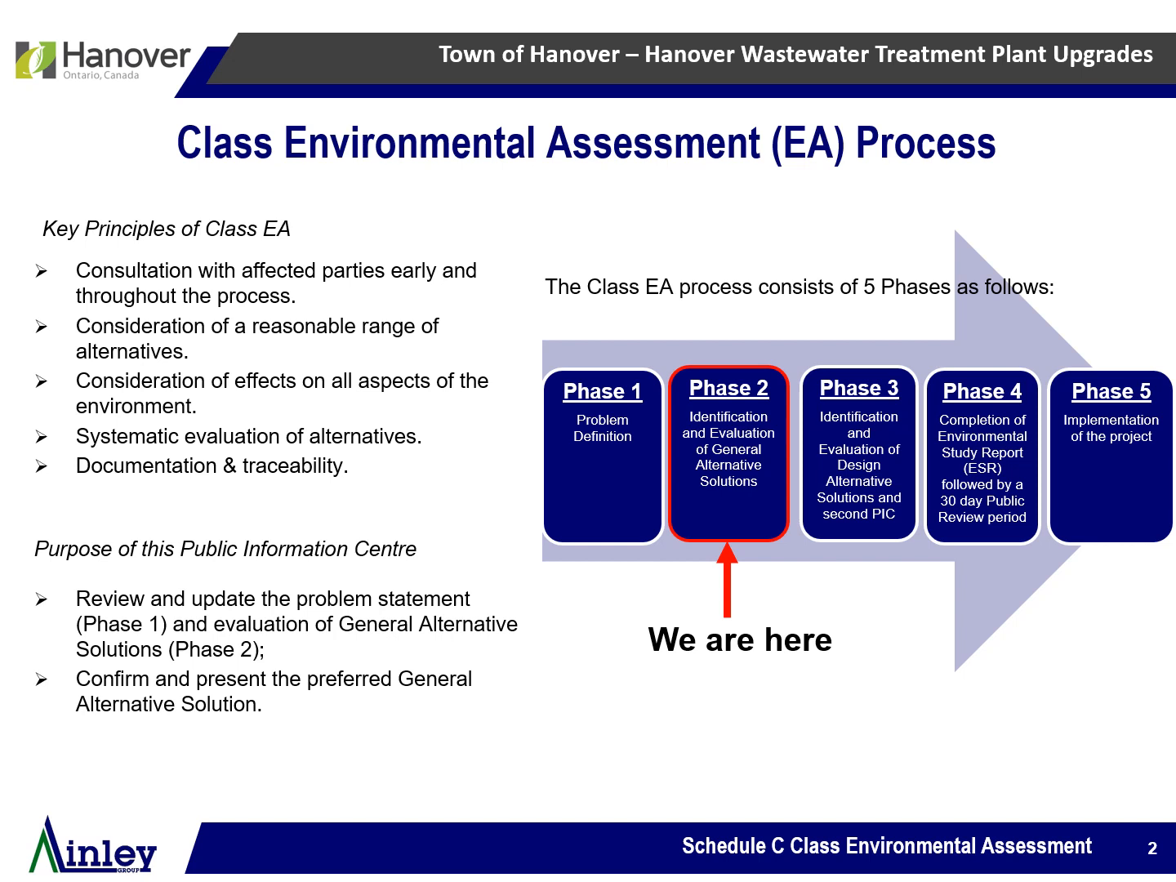A Schedule C project requires completion of all 5 phases. This PIC focuses on Phase 1 and Phase 2 of the process as outlined in the process flowchart. The purpose of this PIC is to provide information and to solicit feedback from rights holders, residents, and other agency stakeholders regarding the preliminary alternatives for plant upgrades in the town of Hanover.